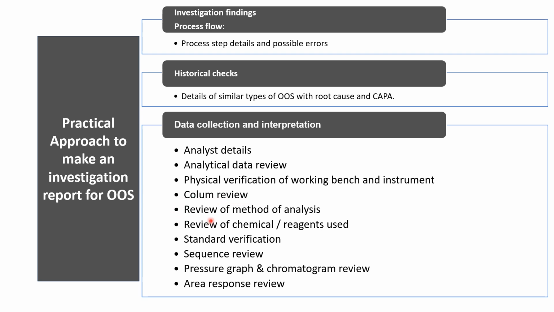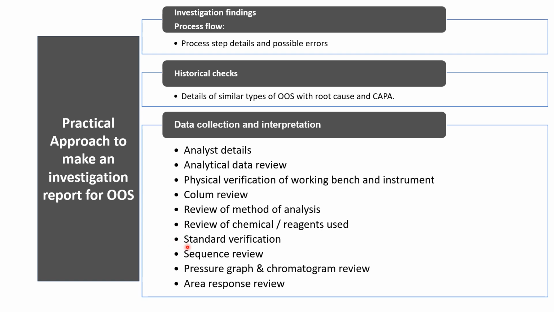Next is review of method of analysis. So, whether the testing method is as per the testing procedure, such as instrument program, mobile phase preparation, diluent preparation, and standard or sample preparation, and other things as per the testing procedure are accurate or not, we can check, right? Next is review of chemicals and reagents used. So, whether the chemical reagents used were within the validity or not, that we can check.